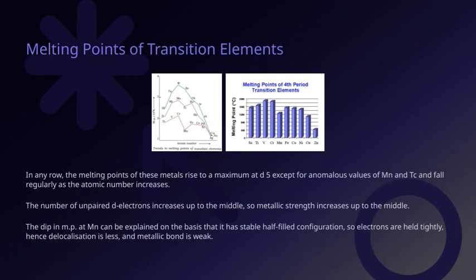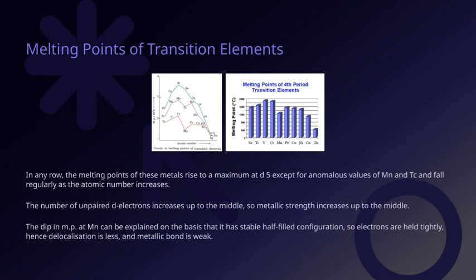As we see, there is a notable dip in melting point at manganese. This can be explained by its stable half-filled d subshell, which means the electrons are held more tightly. Because of this, there's less delocalization of electrons, leading to weaker metallic bonds. Now, as we move across the series, the number of unpaired d electrons increases up to the middle of the period. This increase actually enhances the metallic bonding, so the metallic strength and consequently the melting points tend to increase as we approach the middle.